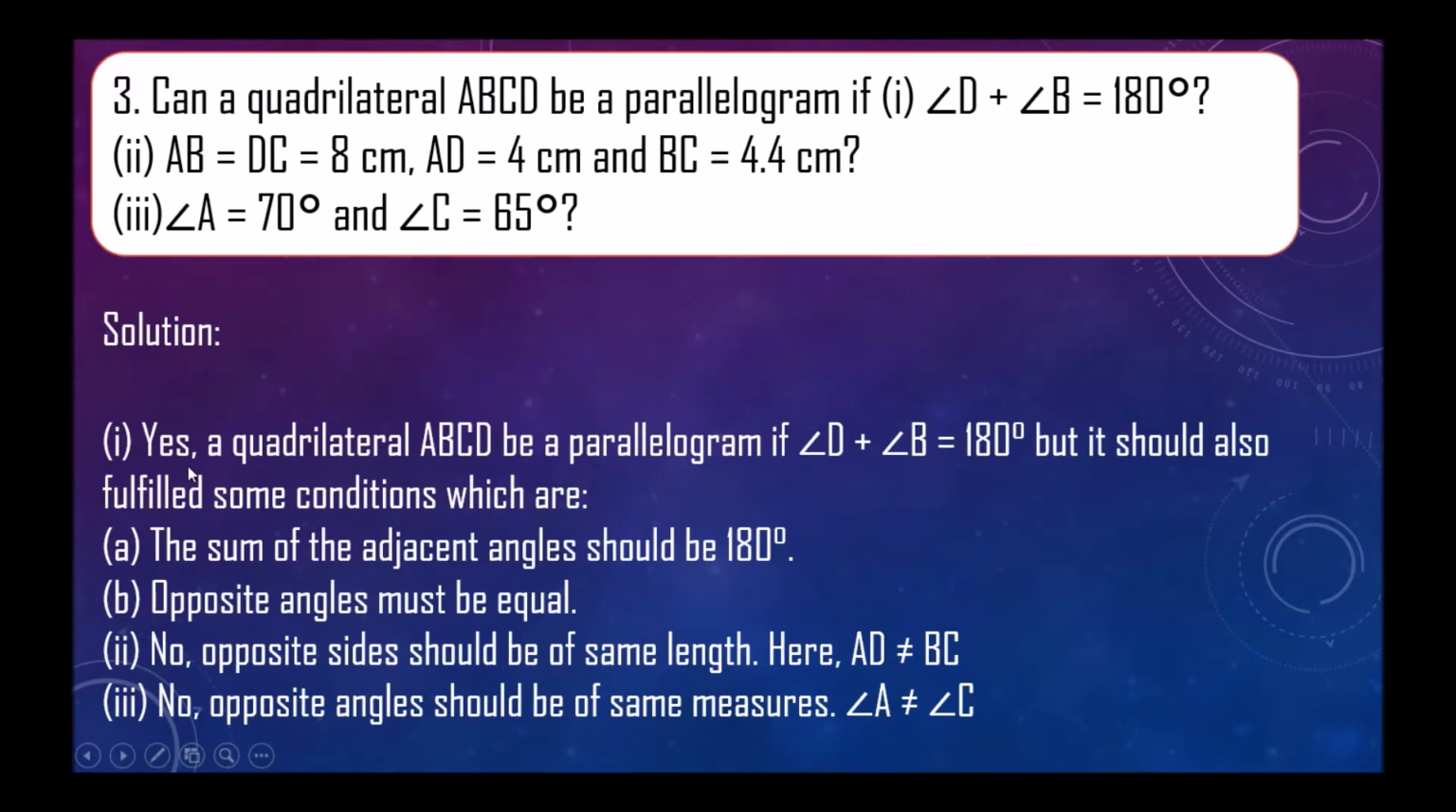In the first one, yes, a quadrilateral ABCD can be a parallelogram if angle D plus angle B equals 180 degrees, but it should also fulfill some conditions, which are: the sum of the adjacent angles should be 180 degrees, and opposite angles must be equal. Second, no, opposite sides should be the same length; here AD is not equal to BC. Third, no, opposite angles should be of the same measure, so angle A is not equal to angle C.